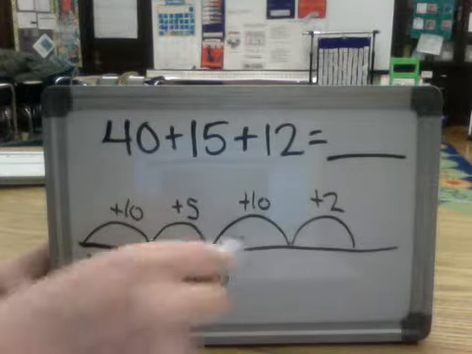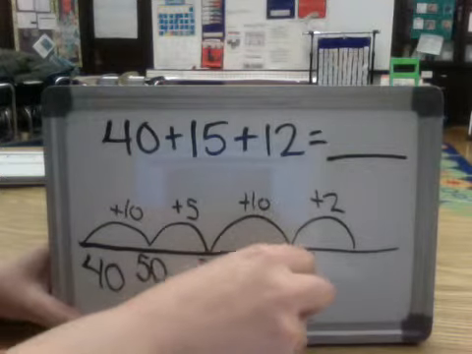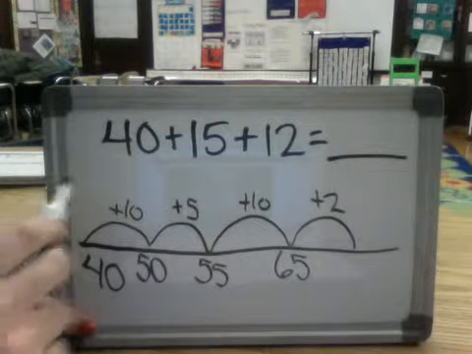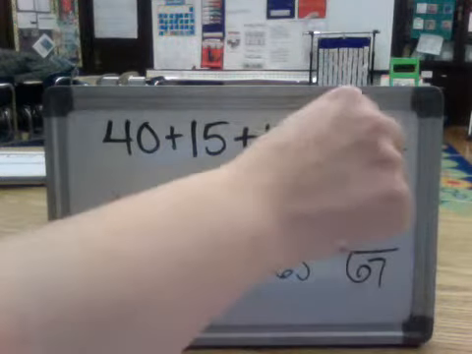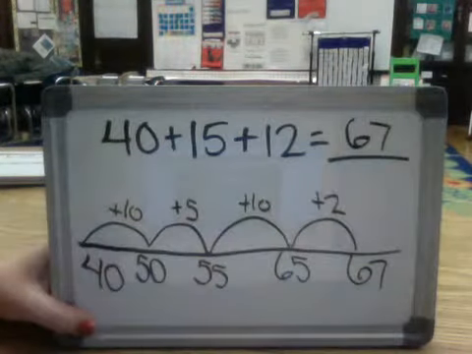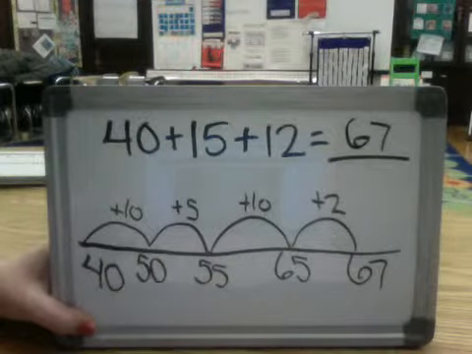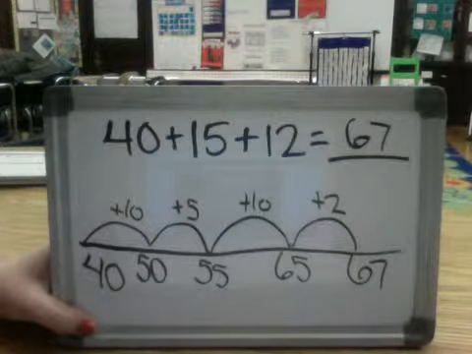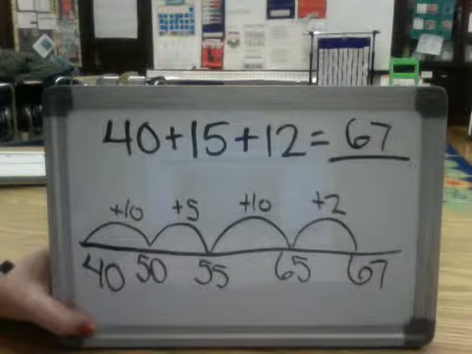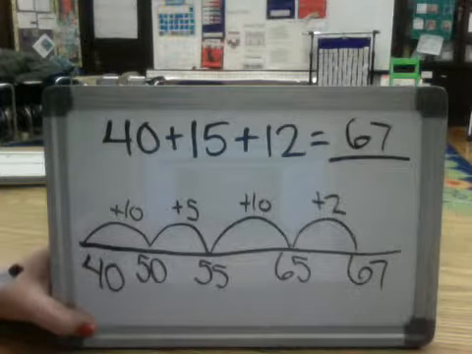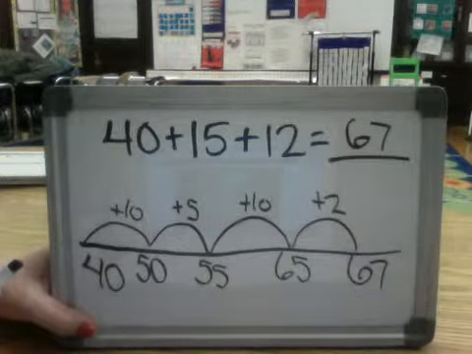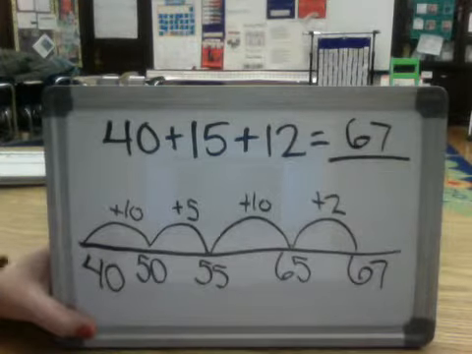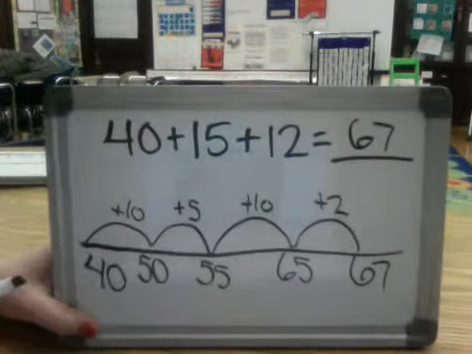55 plus 10 is 65. 65 plus 2 equals 67. So my final answer is 67. Now there is some flexibility in how you break up these numbers. Depending on what the number is, you might be able to break it up into several groups of 10, possibly even a group of 20 or 30, depending. It's really about the child's comfortability with breaking up those numbers and what they choose to do.